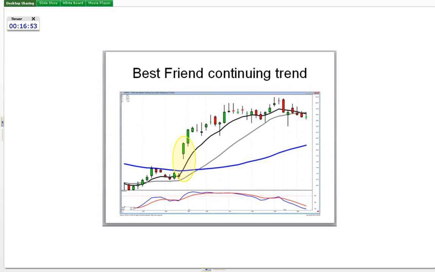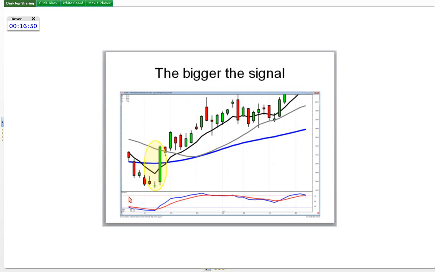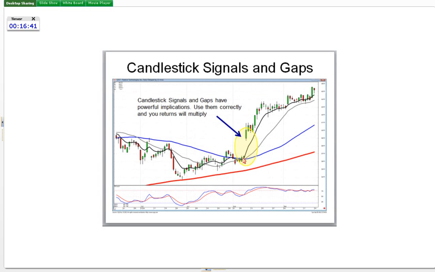This one, same scenario, closed above the T-line until there was a sell signal, came right back to the 50, did our Morningstar signal, closed above the T-line, took it right back up again. This is not rocket science. This is just watching to see what the investor sentiment is in any chart pattern. The bigger the signal, the higher the probability you're going to be in an uptrend. Doji, big gap up, you're going to be in a strong uptrend. The bigger that signal is, the more likely there's been a change of investor sentiment.